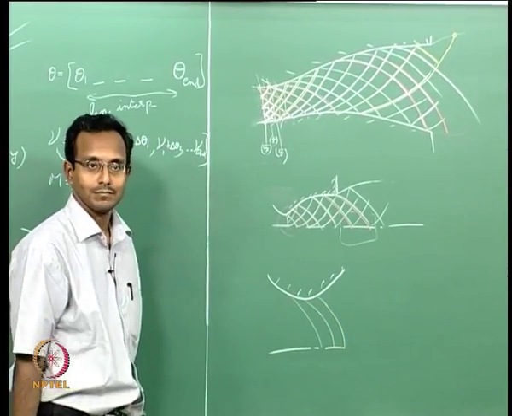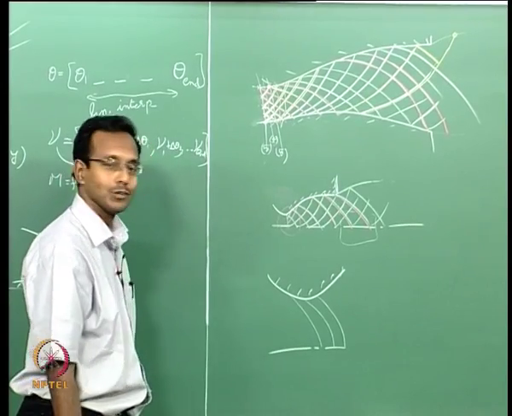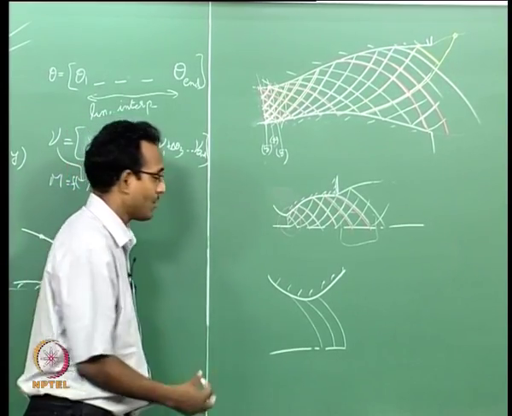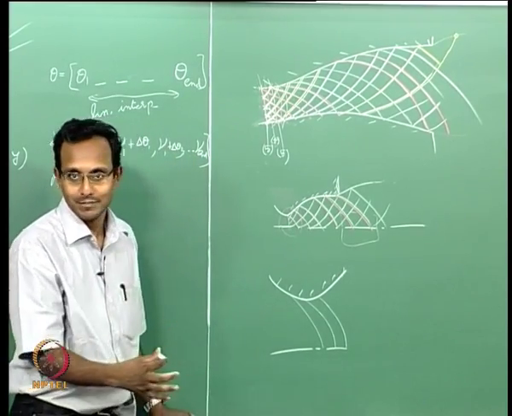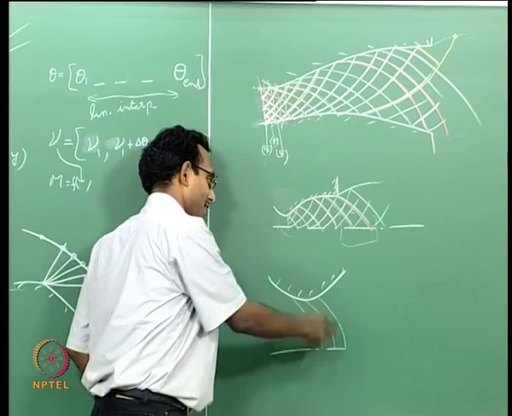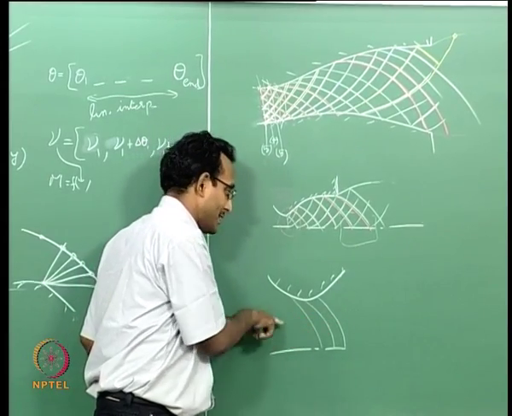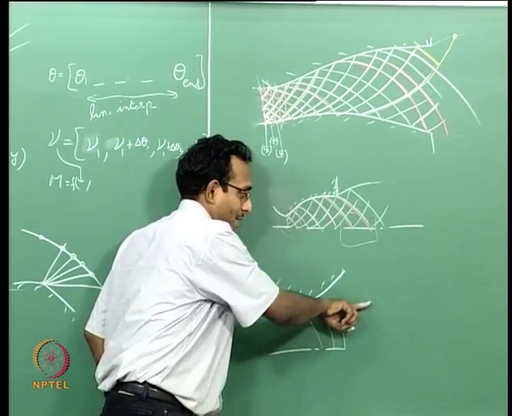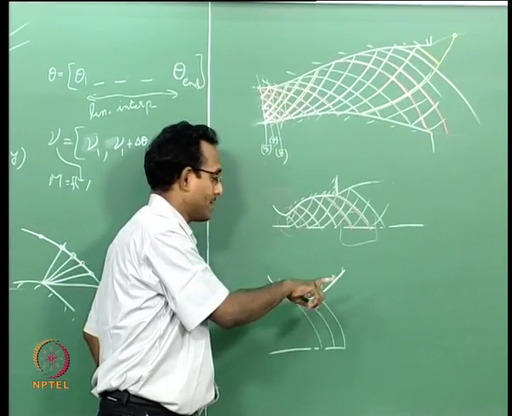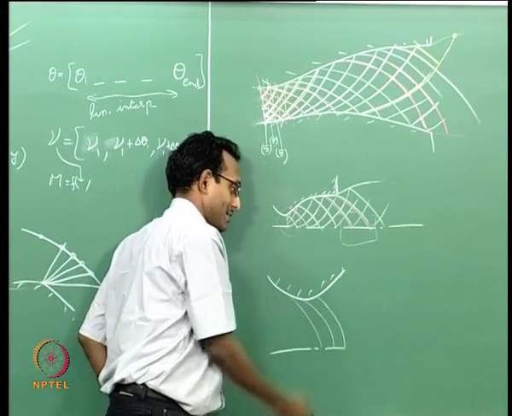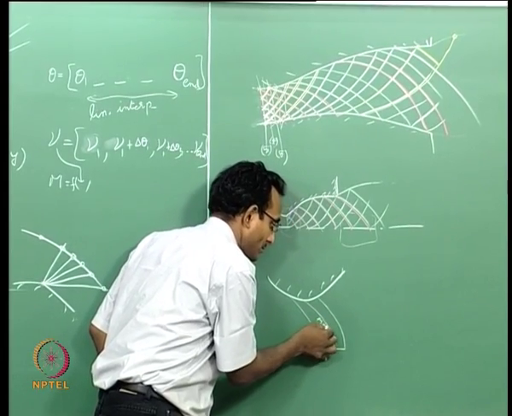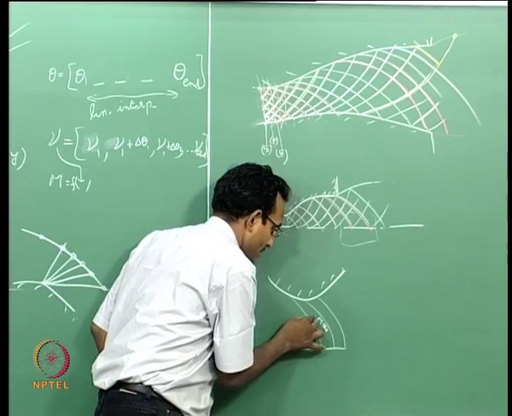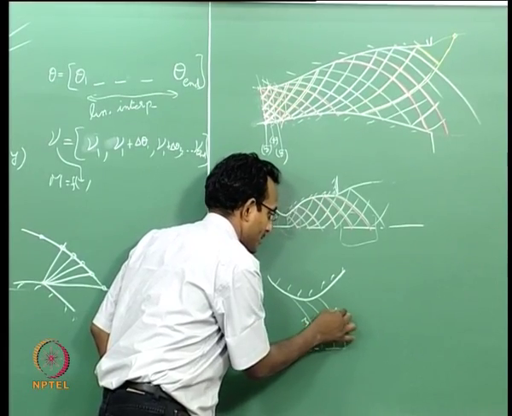Something like this. This is how your Mach line contours look like for transonic flow near the throat region. I am assuming it is choking somewhere there. If this is the case, and I am assuming flow is going towards supersonic, Mach number should be increasing along these lines. Typically M equal to 1 happens here, and this one is M less than 1 and this one is M greater than 1.